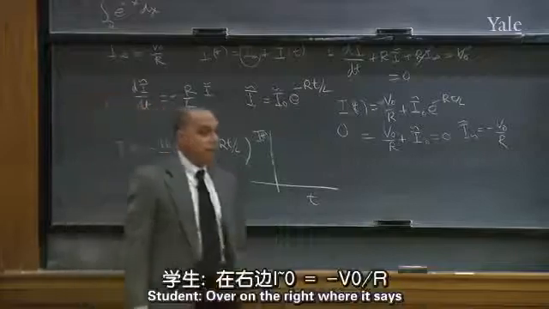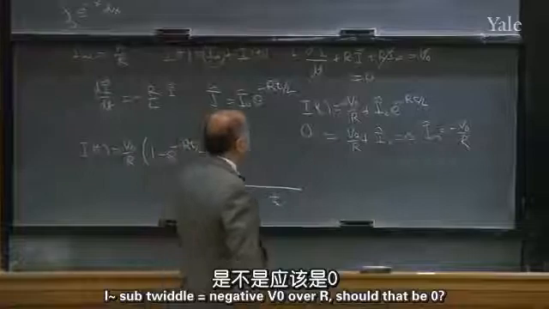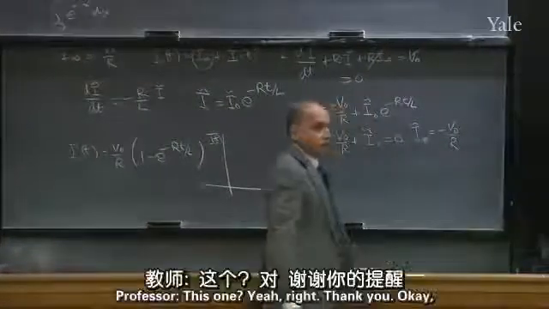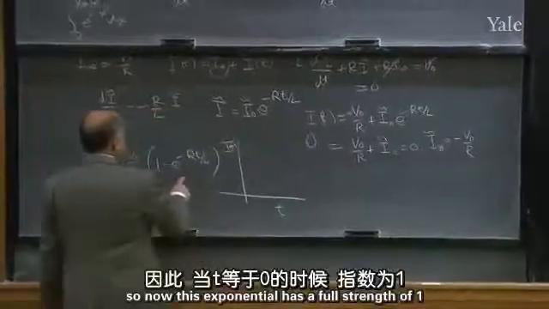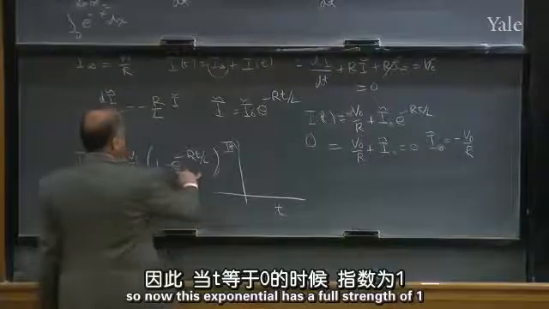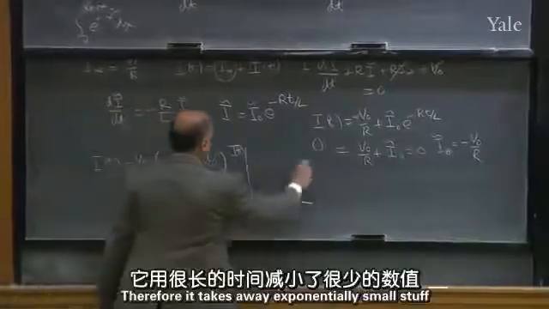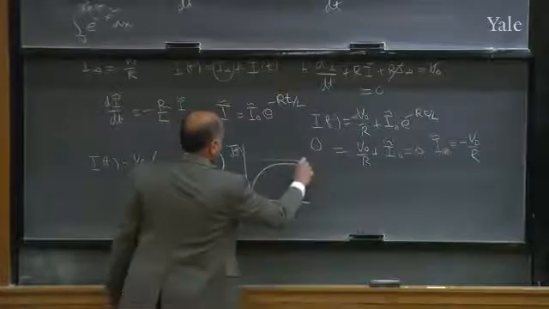Yes? Over on the right, where it says I twiddle 0 equals negative V0 over R, should I do that because it's 0? This one? Yeah, right, thank you. Okay, so now this exponential, which has a full strength of 1 at time equal to 0, goes to 0 at time equal to infinity. Therefore, it takes away exponentially small stuff at very large times.